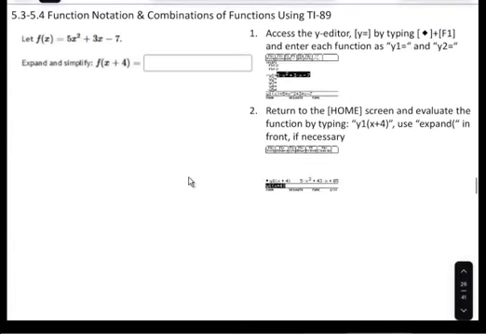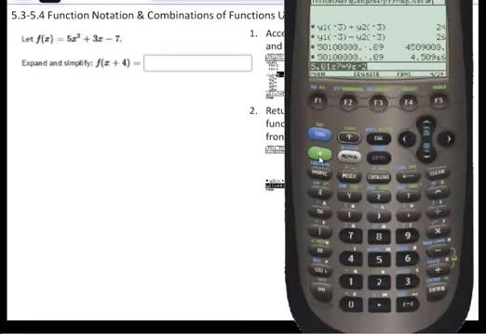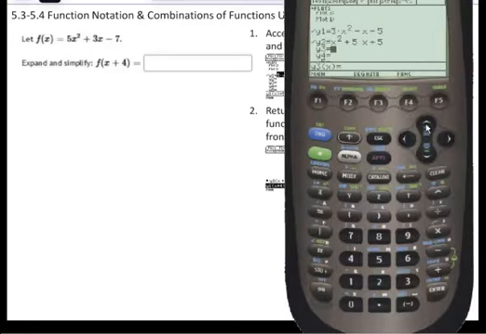The next is, again, just some of the concepts as far as expanding polynomials. If you come back and use the y-editor once again, so here we'll access diamond F1 to get to the y-editor. We'll clear what we have. And if we plug in this function, 5x squared plus 3x minus 7, okay, so enter that into your Y1 editor.